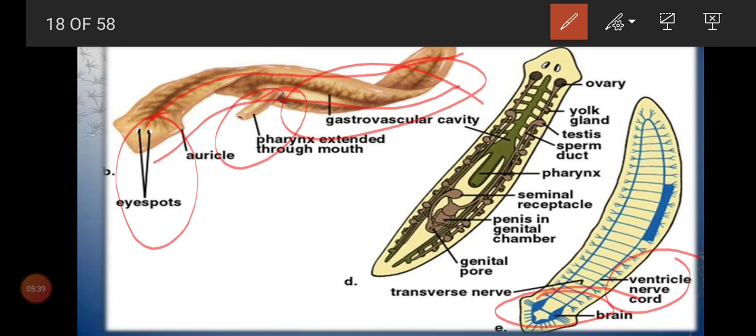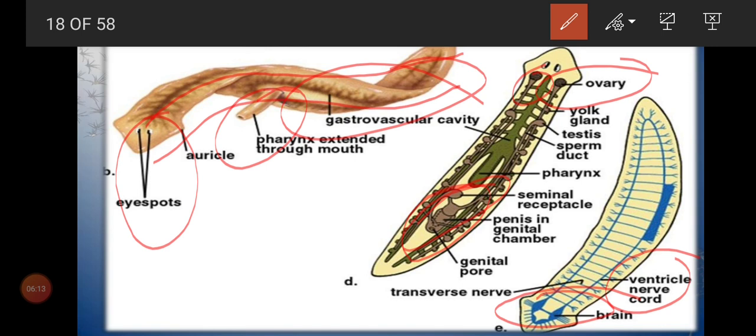We can see brain and other nerval tissues also. And here we are telling the Platyhelminthes, they possess both male and female in the same organisms. So male part is penis, whereas female part is ovary. So sexes are not separate. Sexes, both male and female, will be present in only one organism. So a pair of ovary is present, and penis, a male part, is also present.